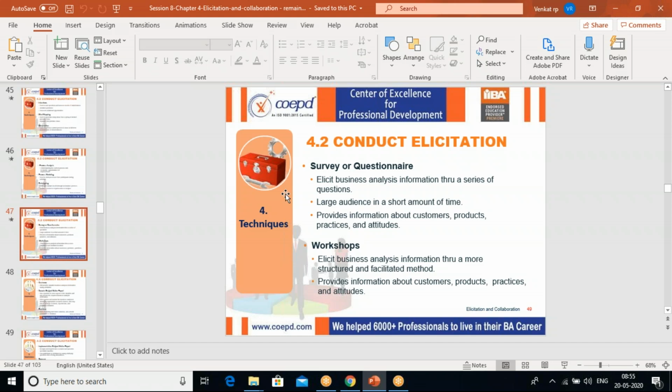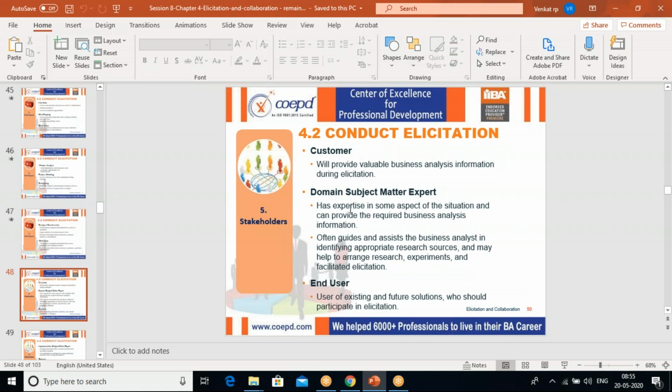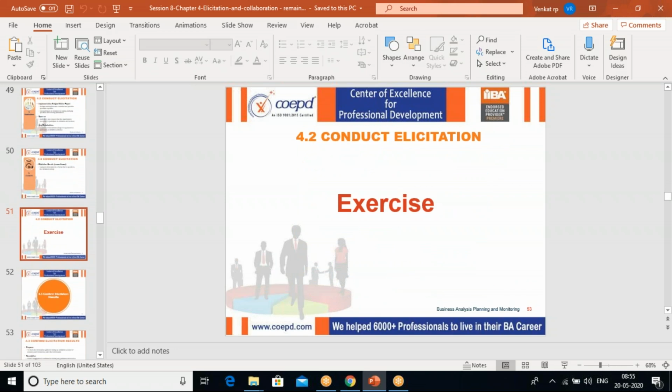And coming to the stakeholders who are involved: the customer, domain subject matter expert, end user, implementation subject matter expert, sponsor, and any stakeholder who has the relevant information or knowledge can be participating here. So this is how we are going to conduct the elicitation.